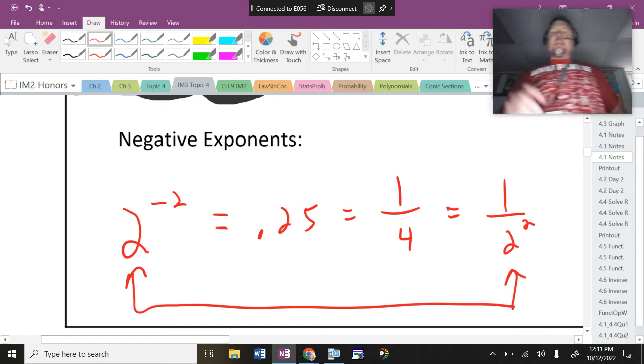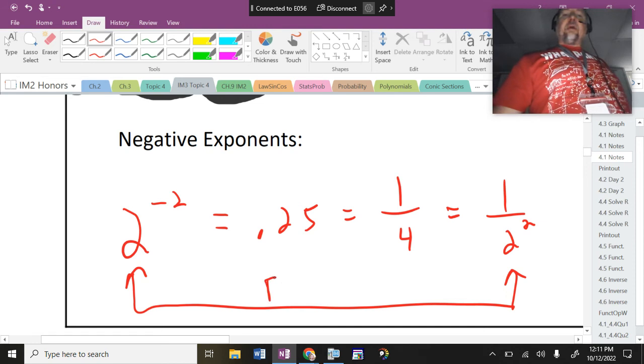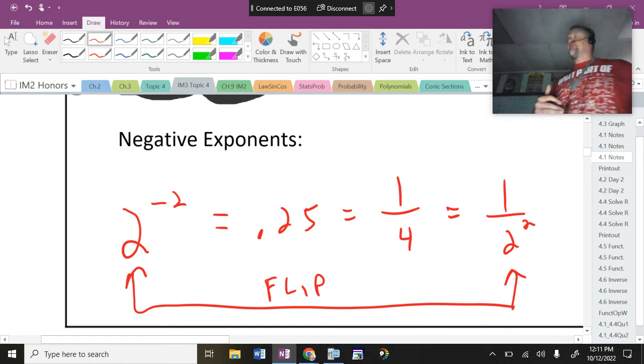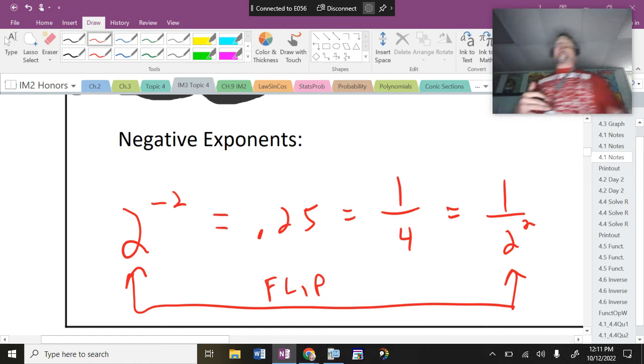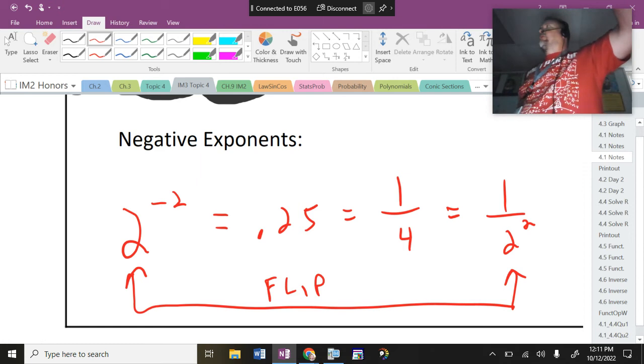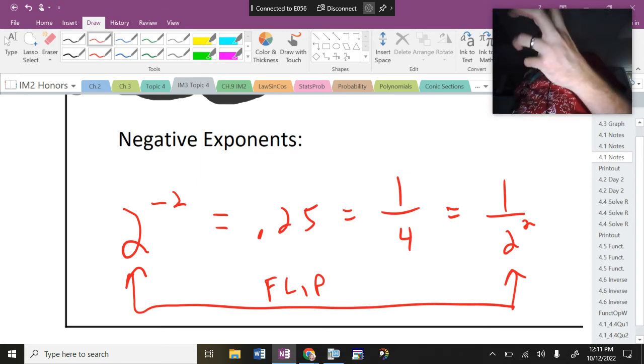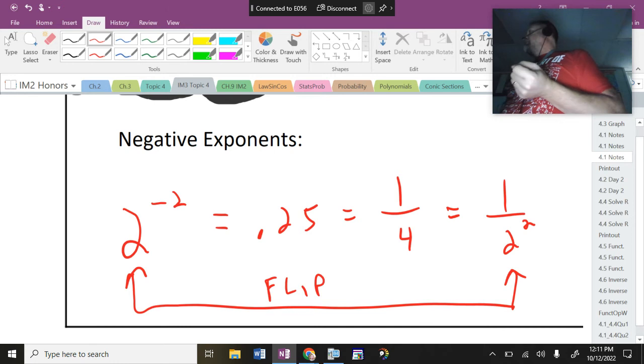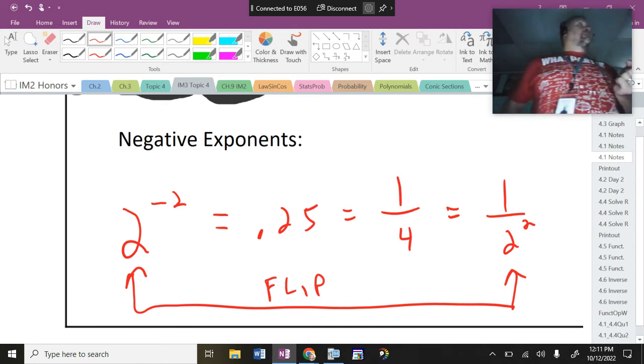So what is the negative exponent rule? What ends up happening is you flip the number. You put it down in the bottom. Maybe flip's a bad word, but you basically take that number raised to the negative power, put it in the denominator, and then raise it to a positive power. It's wild.